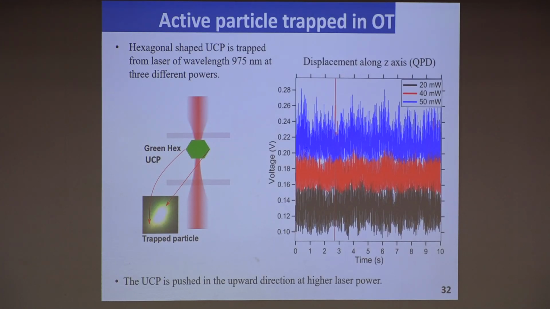So I showed that if you have this upconverting particle and you excite it at 975, it gets trapped. But when you absorb 975 radiation and it emits visible radiation, the efficiency is like 2%. So much of it is just lost as heat. So on the bottom side, you will have a higher temperature than the top side, and then it acts like an active particle trapped in optical tweezers. Then you get a kick.